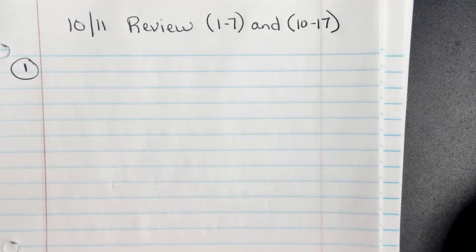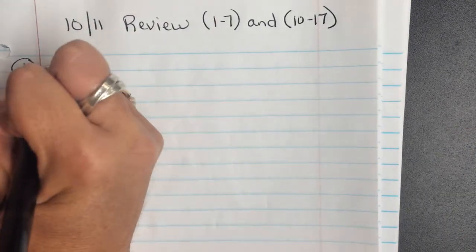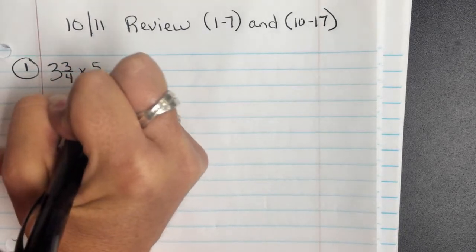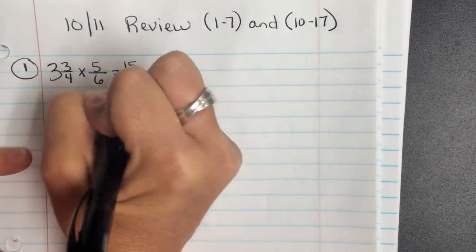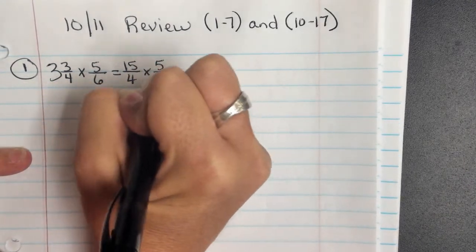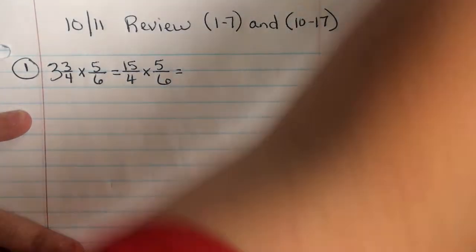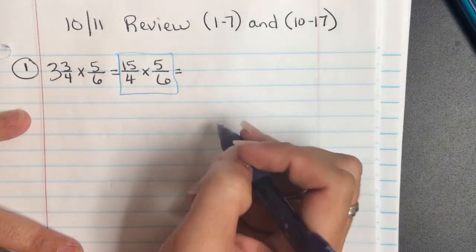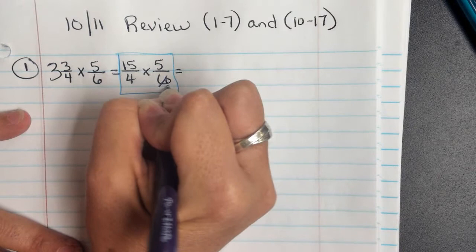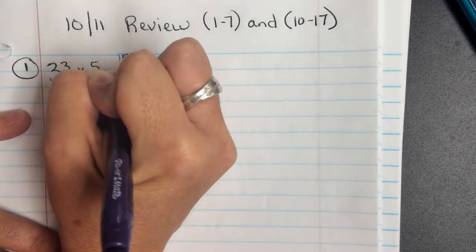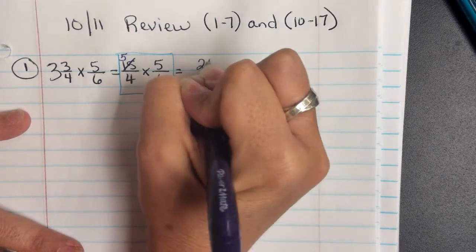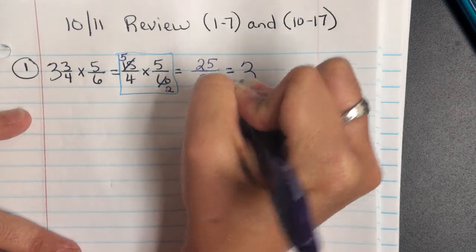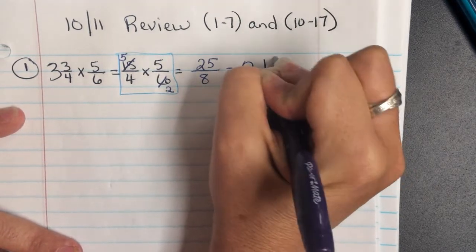Okay, so number 1, it is 3 3/4 times 5/6. That's 15/4 times 5/6. I'm hoping everyone right here cross simplifies. 6 and 15 are divisible by 3. 3 goes into 6 twice. 3 goes into 15 five times. I get 25 over 8. 8 into 25 is 3 at 24 with 1/8 left over.